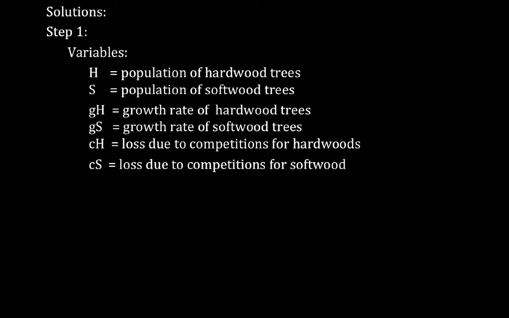We have two populations: the population of hardwood trees and the population of softwood trees. So I will take H and S respectively for those. Then GH is the growth rate of hardwood trees and GS is the growth rate of softwood trees. Finally, we will take CH and CS as the loss due to competition for hardwood and the loss due to competition for softwood, respectively.